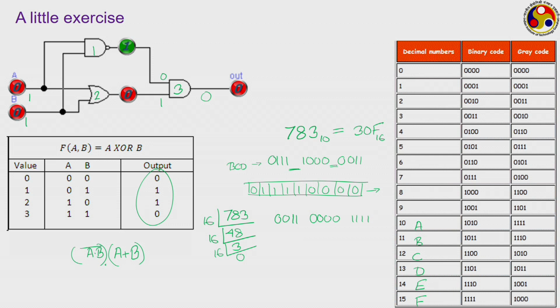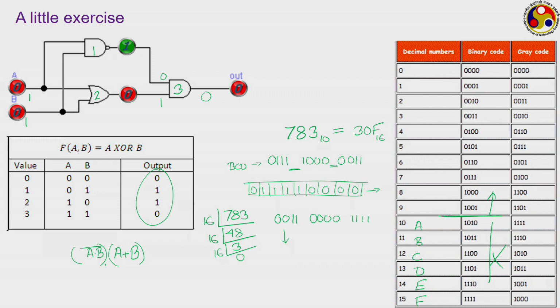But this is not a BCD representation, because BCD applies only up to this portion. In this portion there is no BCD equivalent, BCD is only up to 0 to 9. Here we are just trying to convert the binary equivalent of each of them to the gray. So, how to get the gray equivalent for this?